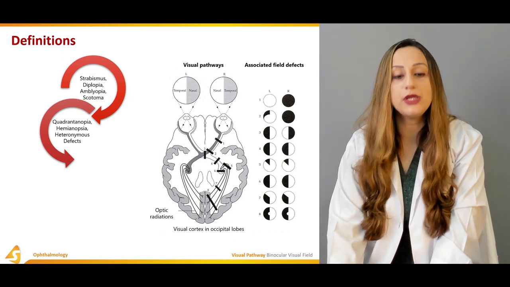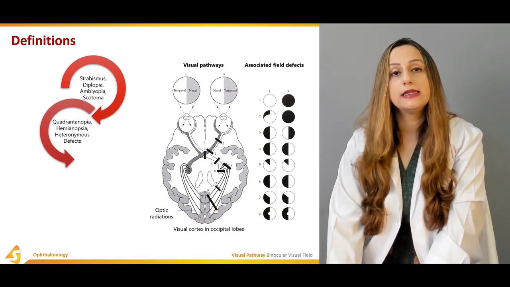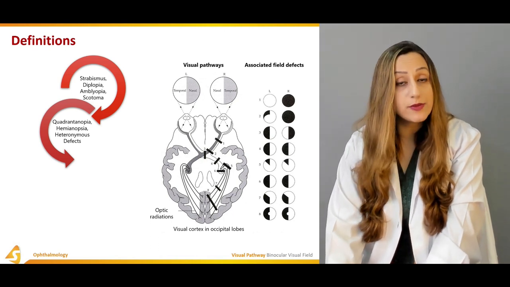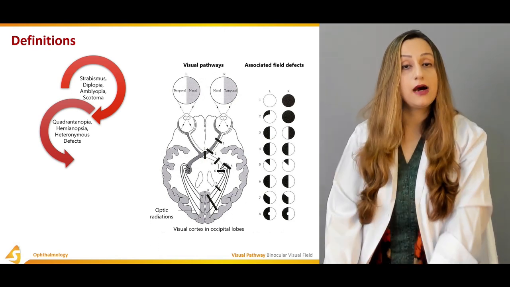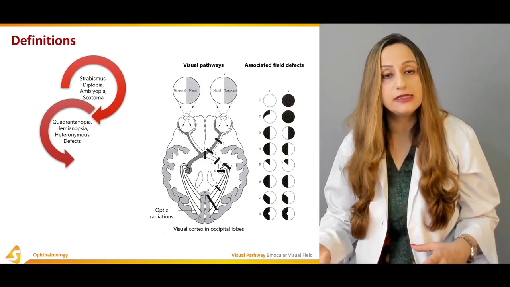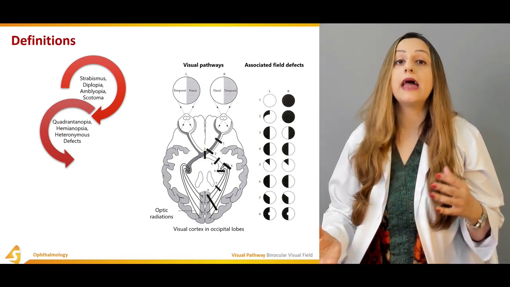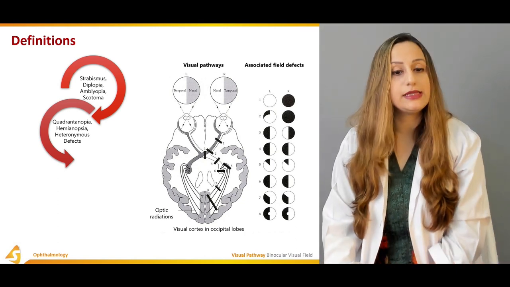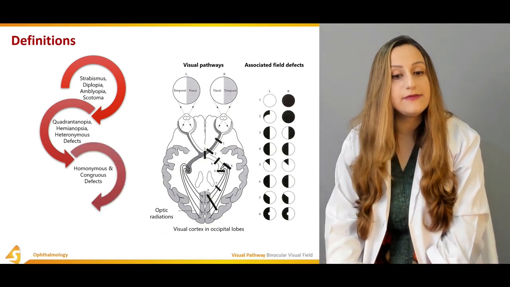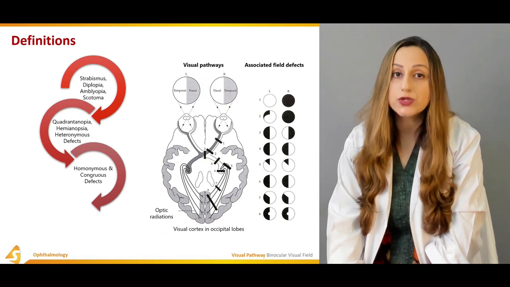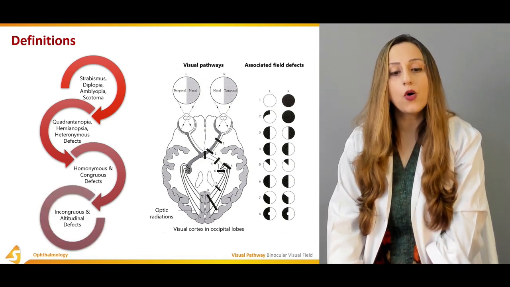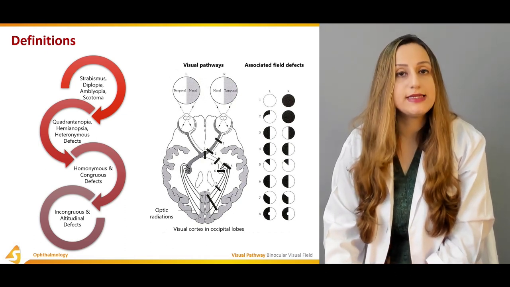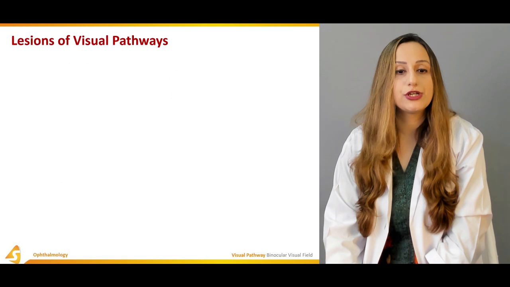Then we have hemianopsia, involving the nasal fields or the temporal fields. We have the heteronymous defects. It can be a lower nasal field that is affected. It can be an upper temporal field that is affected as well. So these are the heteronymous defects. We have the homonymous and the congruous defects involved. The incongruous and the altitudinal defects can also be seen in a particular patient as well.